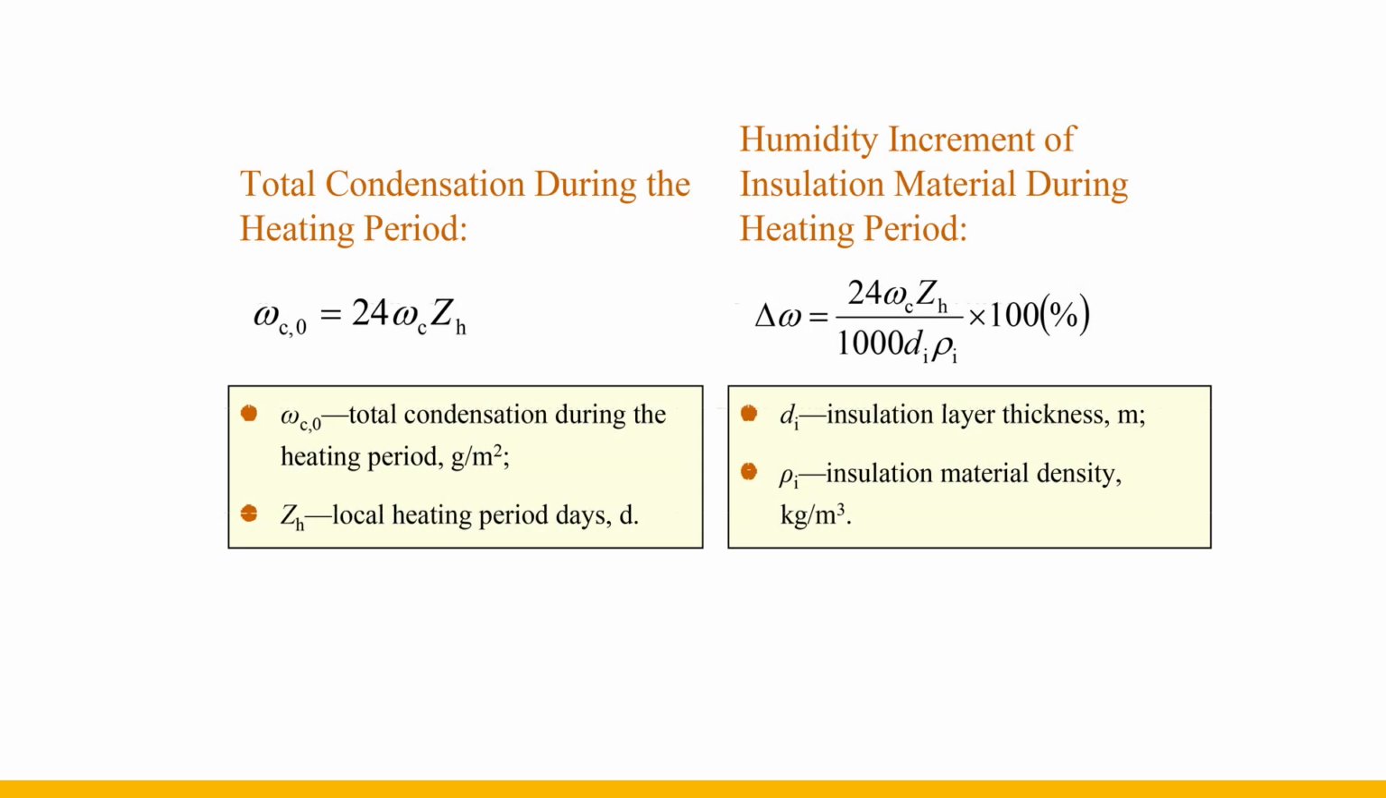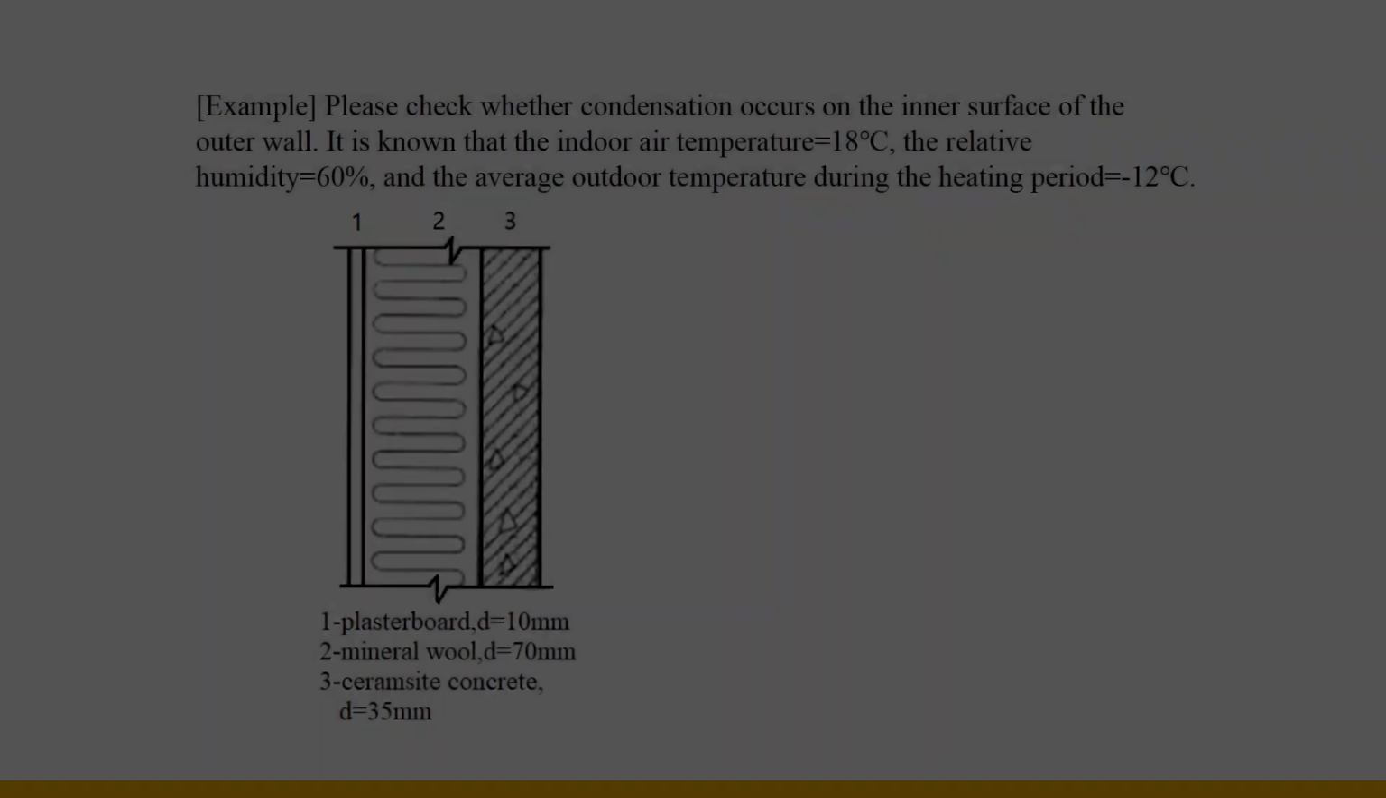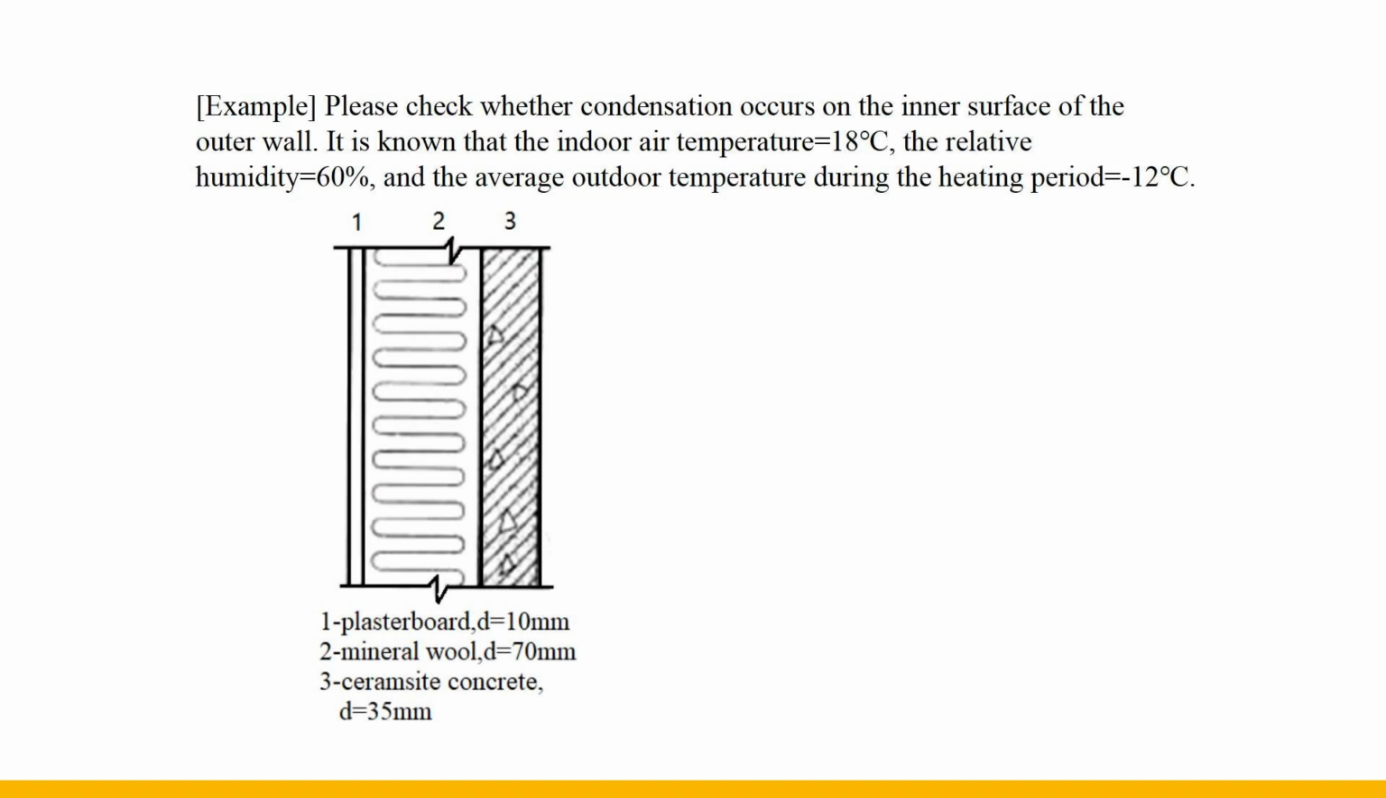The total amount of condensation during the heating period can be estimated by the number of days in the local heating period times 24 hours and the condensation intensity. The increase in the humidity of the insulation layer material during the heating period can be estimated by dividing the total condensation amount during the heating period by the thickness of the insulation layer and the density of the insulation material. Below, you can learn how to determine surface condensation and internal condensation by calculation through two example problems.